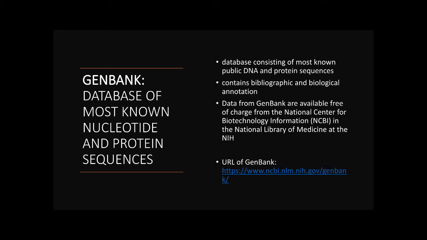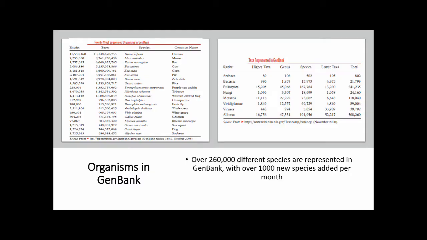I believe you're already familiar with NCBI from your previous courses. Okay, so the number of organisms in GenBank: it contains over 260,000 different species, with over 1,000 new species added per month. So it's continuously increasing. This is the data from 2008, so actually more than 10 years ago. I believe the size of the database has increased significantly.